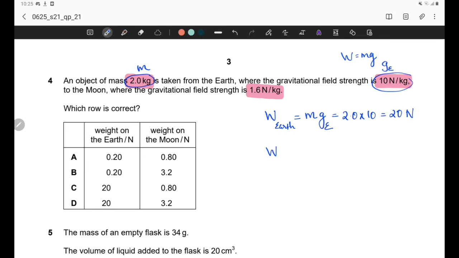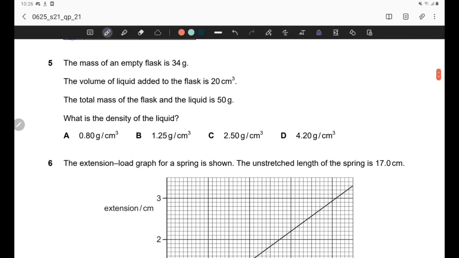Likewise, we can calculate the weight on moon using the same equation mg, but where the g is the gravitational field strength of moon. So m is 2 times gravitational field strength on moon, which is 1.6. So we will get 3.2 Newton. Therefore, the correct answer is option D, where the weight on earth is 20 Newton and weight on moon is 3.2 Newton.